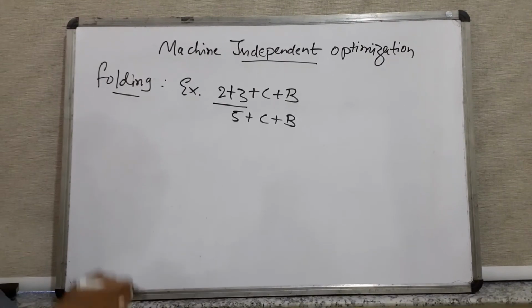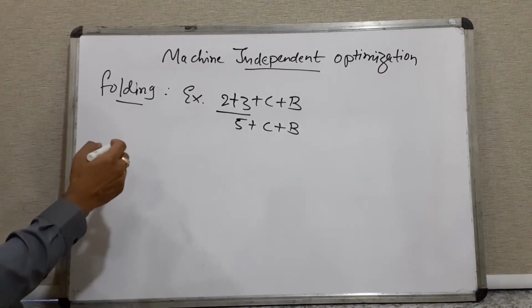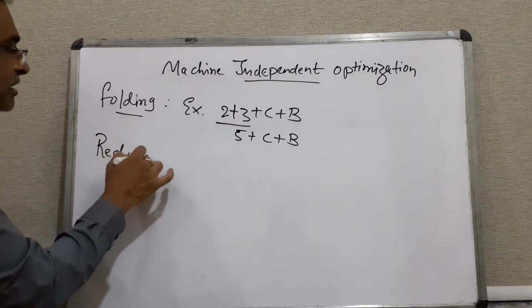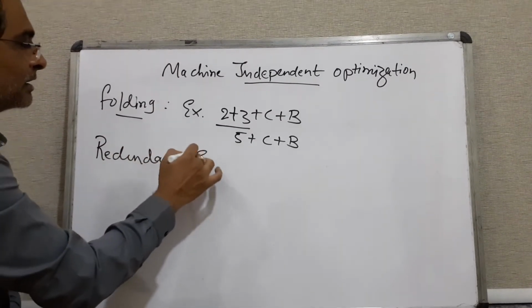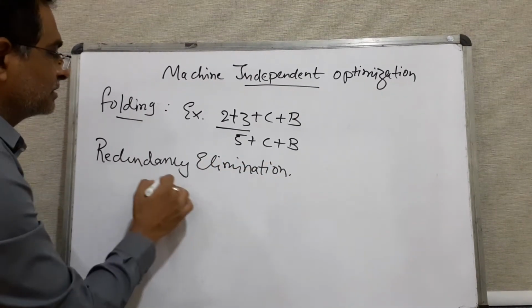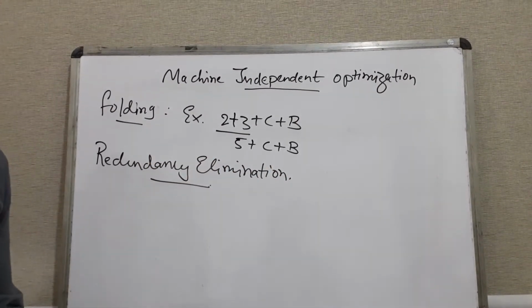So next technique, this is basic. We will go a little faster. These are all simple things. Redundancy elimination. Whatever code is redundant has to be eliminated.